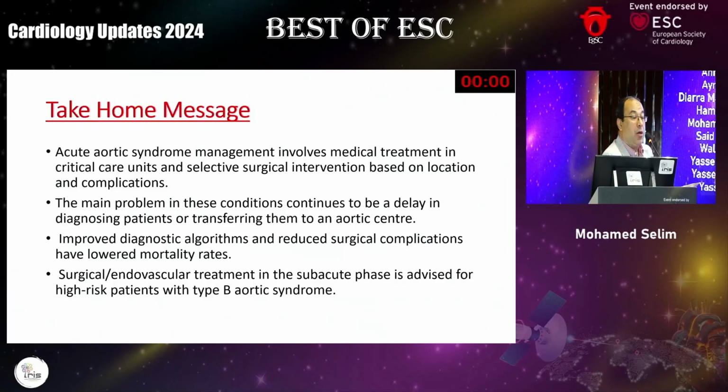Lastly, I want to highlight the most important new changes in these guidelines. Acute aortic syndrome management involves medical treatment in critical care units and selective surgical intervention based on location and complications, with the new classification depending also on the presence of malperfusion or not. The main problem in these conditions continues to be delay in diagnosis of patients or transferring them to an aortic center. Improved diagnostic algorithms and reduced surgical complications have lowered the mortality rates of acute aortic dissection.